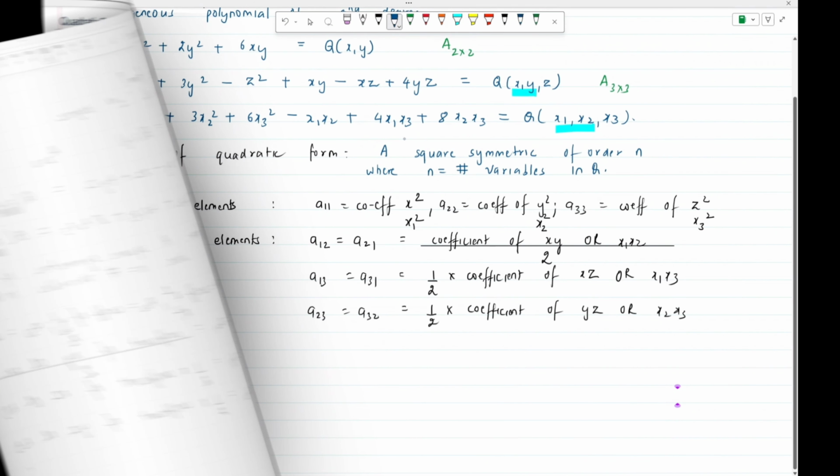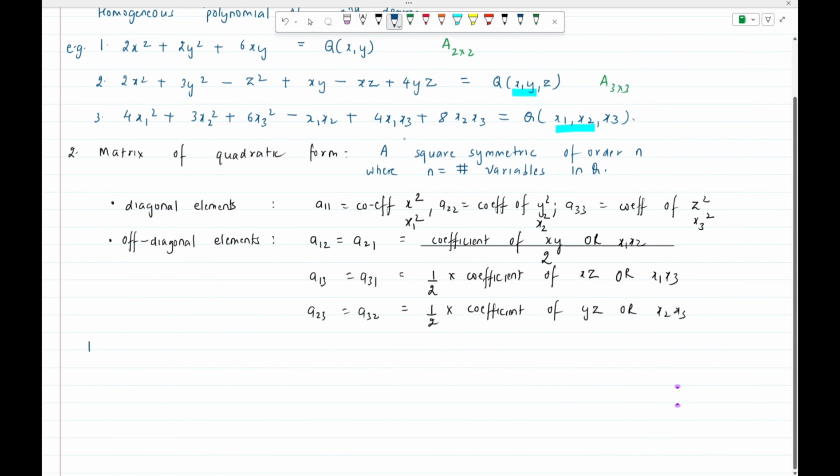Now let us quickly write down the associated matrix for the three examples that we have above. So for the first one, since Q is a quadratic form of two variables, the matrix A is going to be of order 2 by 2. Now on the diagonal, we will be looking for the perfect square term. So we have got x square and the coefficient of x square is 2.